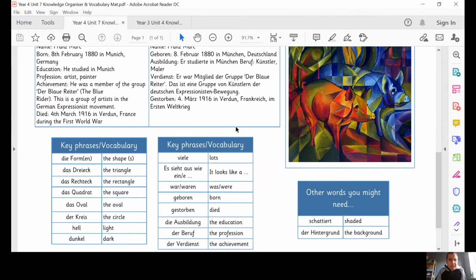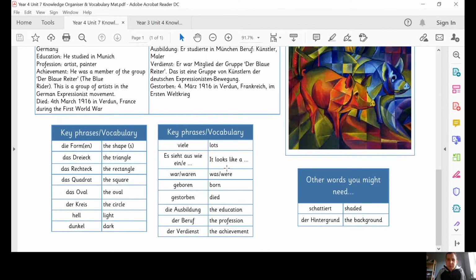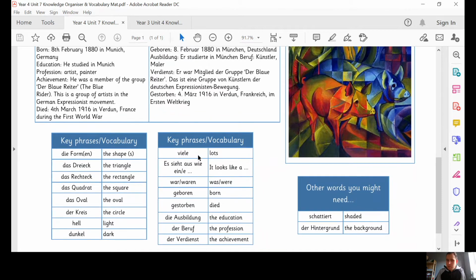Some of the phrases that we had here were shapes. We've already been through those, we know those, and remember, hell meaning light and dunkel meaning dark. And some other things that might be useful for words and phrases, I'm just going to say, viele means lots. You know, es gibt viele blaue Ovale. You know, there are lots of blue ovals, for example. Es sieht aus wie ein or eine. It looks like a.